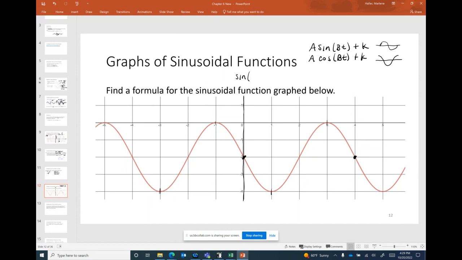Where's the midline? Halfway. So the midline is going to be right here. There's the midline, and that's at y equals -2. Okay, so I can write some of this, not all of it, but I know I have the midline at -2, so I can do this plus k, except it's going to be minus since it's negative. I can stick that -2 out there. We're going to call our function f, and we're going to use t as the input.